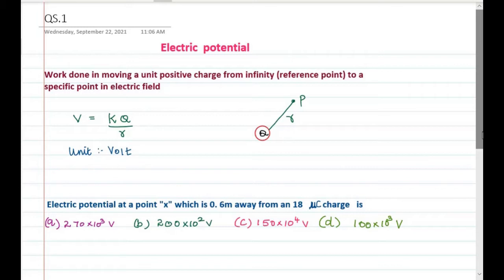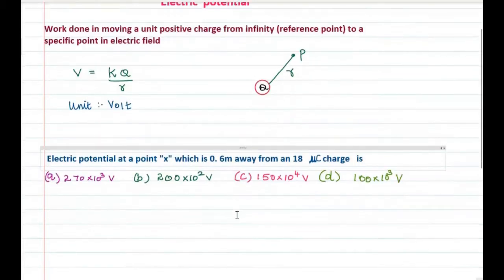When it comes to the electric field, this positive charge will experience a force. The electric potential at point P due to this positive charge at a distance r is given by V is equal to kq by r, where k is the constant, 9 into 10 to the power of 9, q is the charge and r is the distance between this point and the charge, and the unit for electric potential is volt.